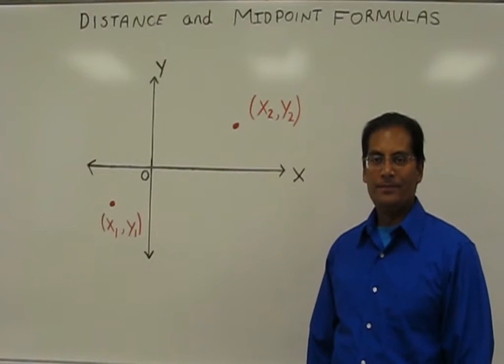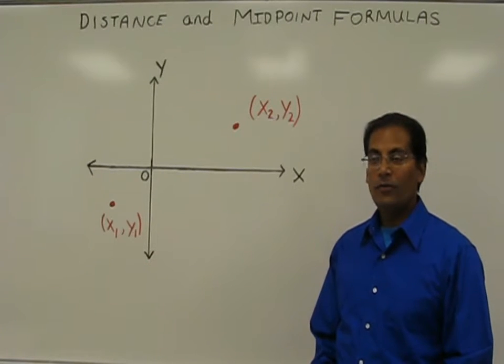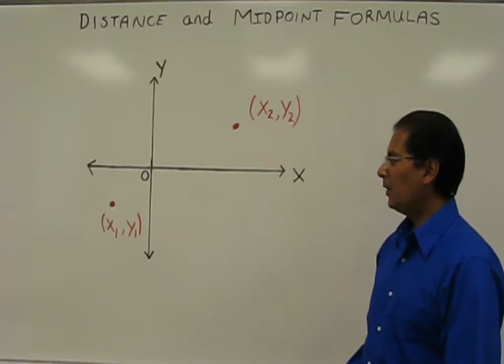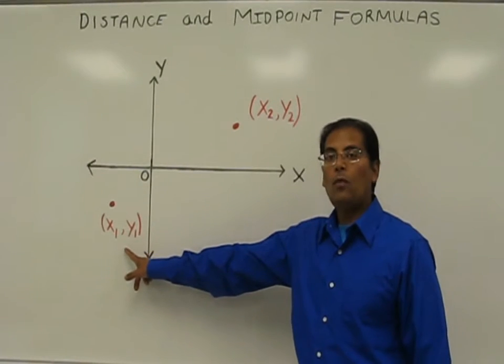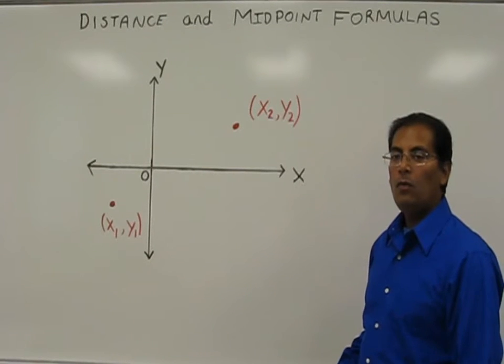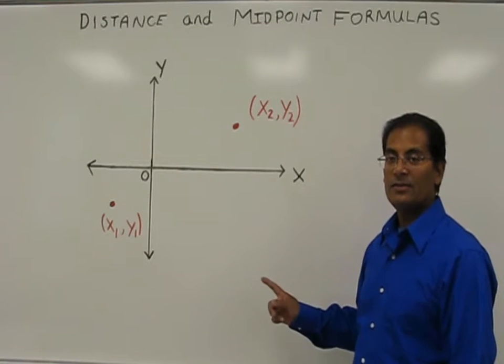Hello there again. Today we're going to talk about a couple of formulas. The first one we're going to look at is the distance between 2 points. How do we find the distance between 2 points, let's say one point x1, y1 and the next point x2, y2? Well, we have to make a triangle first of all between these 2 points, like this.